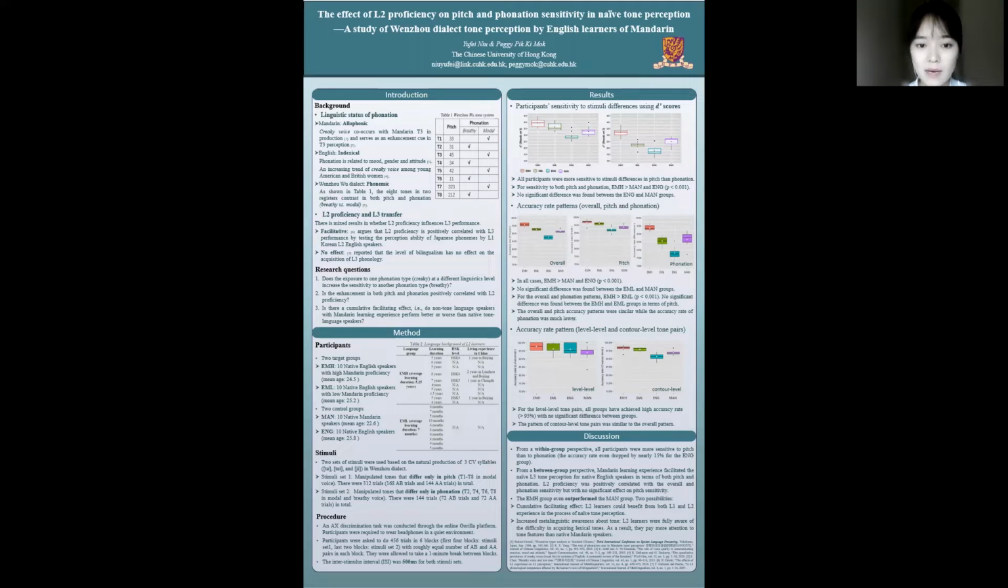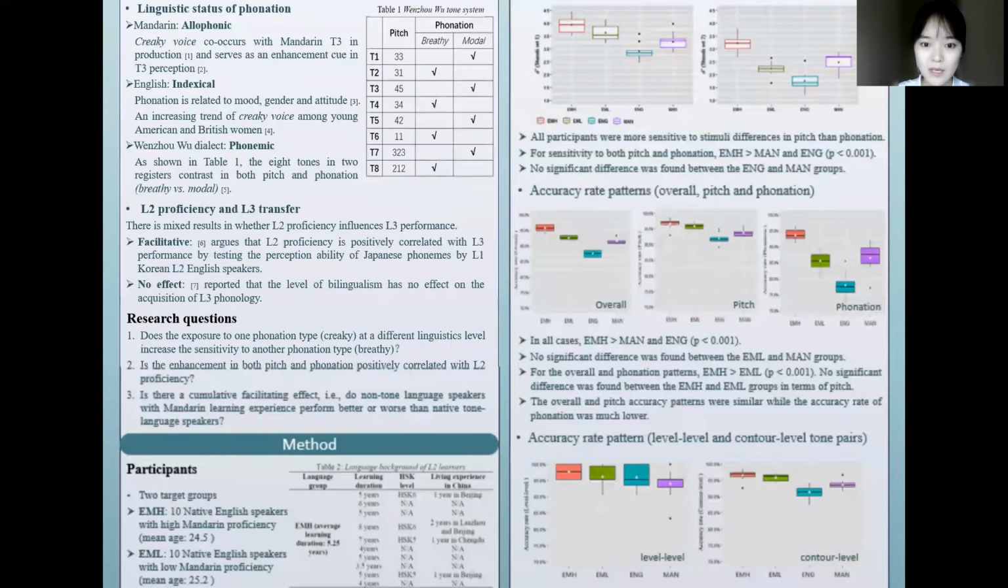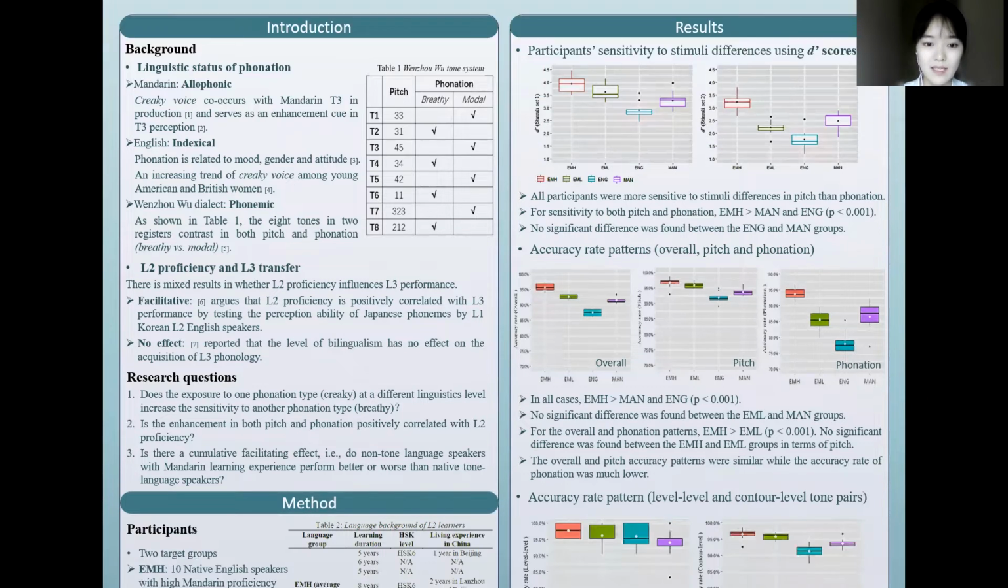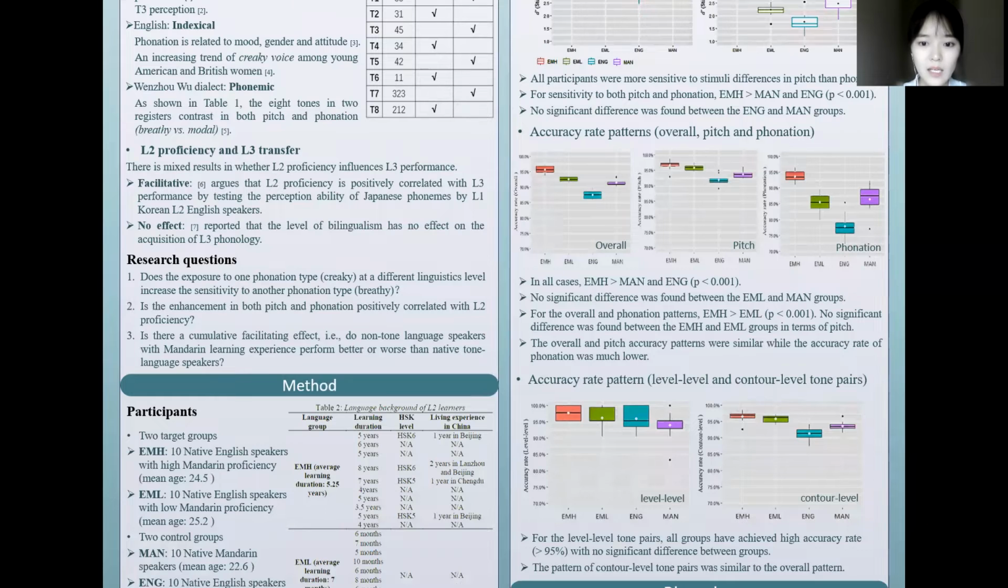However, tone is a multidimensional concept and phonation matters. In Mandarin, creaky voice is allophonic because Mandarin tone 3 always co-occurs with creakiness, while in English it is more like a sociophonetic marker. From Table 1, we can see that in Wenzhou dialect, there is a breathy versus modal phonation contrast in high and low registers. For the role of L2 proficiency in L3 transfer, there are mixed results.